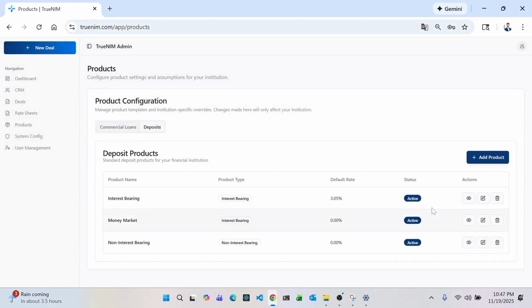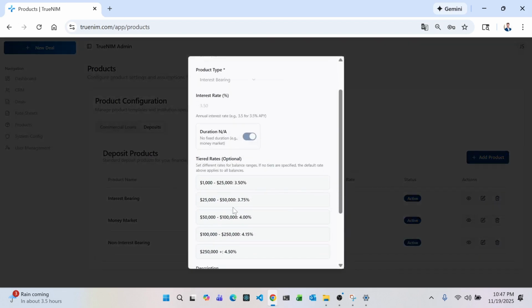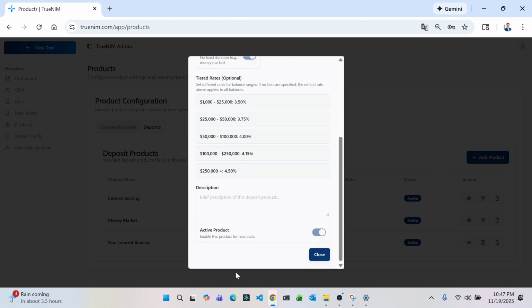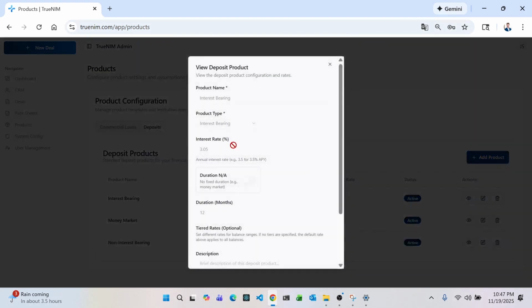We also have deposits in here as well. You can add money market in, so that you can even see tiers associated with the money that a customer may be bringing in for a deal. Then you can just do a traditional interest bearing. So if you wanted to add CDs in here, maybe a 3-month CD, 6-month CD, you can do that for your financial institution and set a rate associated with it.